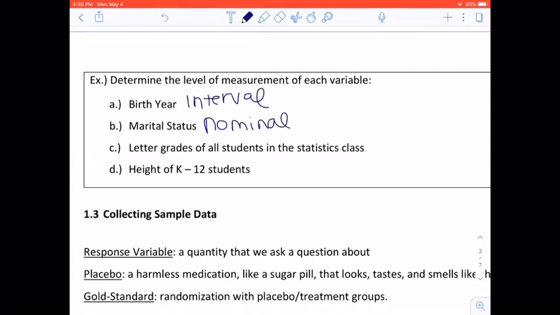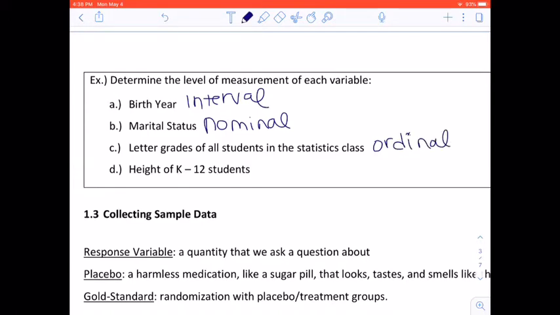Level of measurement. Letter grades of all students in the statistics class. So letter grades would be like A, B, C, D, and F. And so everything starts off as nominal. Ordinal, can you put those in order and it makes sense? Yes, you can put A's, B's, C's, D's, and F's, from the highest letter grade to the lowest or vice versa. Could you subtract them and it makes sense? What's a D minus an A? That doesn't make any sense. So that means it's not going to be interval. So this would be ordinal.